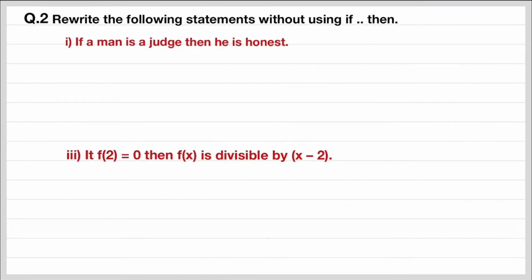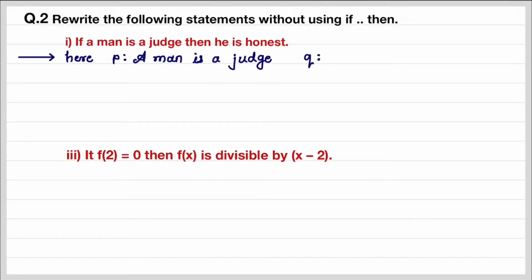Now question number 2. Rewrite the following statements without using if then. Here the statement given is in the form of if P then Q, and we have to convert it into the form of negation of P or Q, because P implies Q is equivalent to negation of P or Q by conditional law.